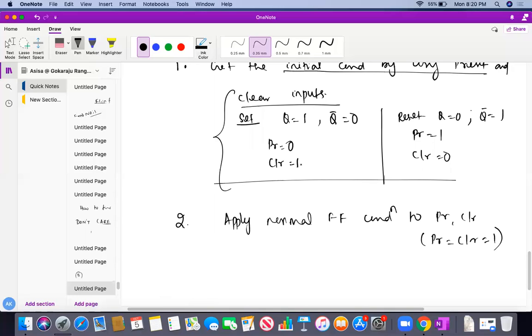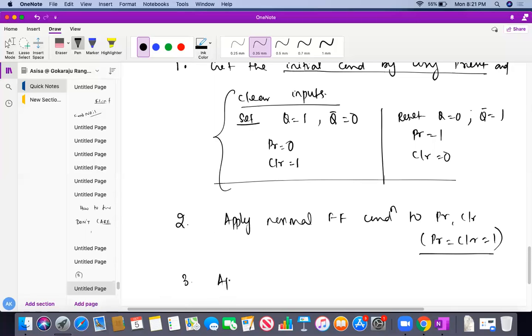Okay, once you set the things, what you need to do? You need to work with your normal inputs. What are the inputs here? S, R and clock. Okay, so in order to work with S, R and clock, you have to make preset equal to clear equal to 1. Do you all understand? Now what is third?